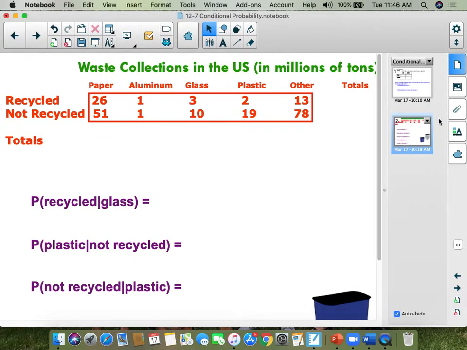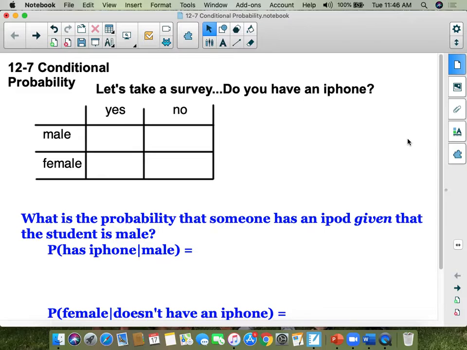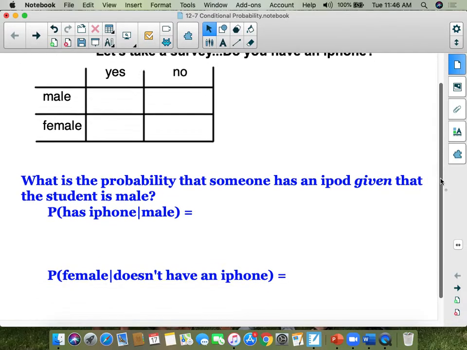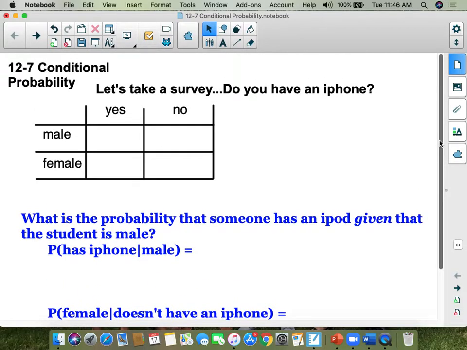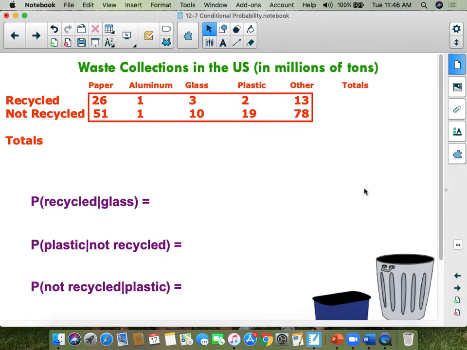The next section is called conditional probability. And if we were in class, I would have taken a survey, but most people have iPhones nowadays, so this is kind of obsolete anyway. So I'm just going to go to the second page and explain what a conditional probability is. A conditional probability has conditions associated with it, and that's why it's called conditional probability.